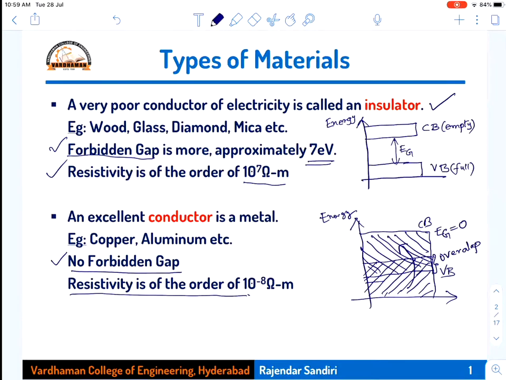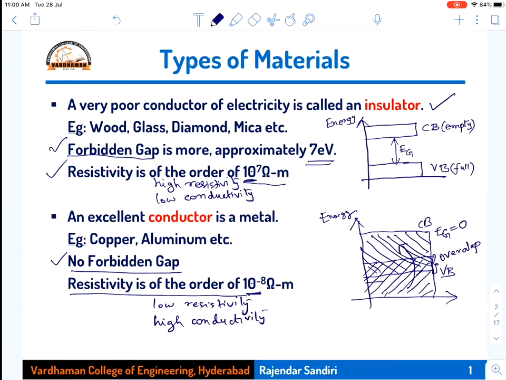Resistivity is 10 to the power of -8, whereas the resistivity of the insulator is 10 to the power of 7. Very, very low resistivity means high conductivity. Low resistivity means the conductivity is high. Both conductivity and resistivity are reciprocal to each other. Whereas in the insulator, it is high resistivity and thereby low conductivity. Conductivity is low means no current passes through the material. Conductivity is high means current will be flowing through the material. So that is about the metals.